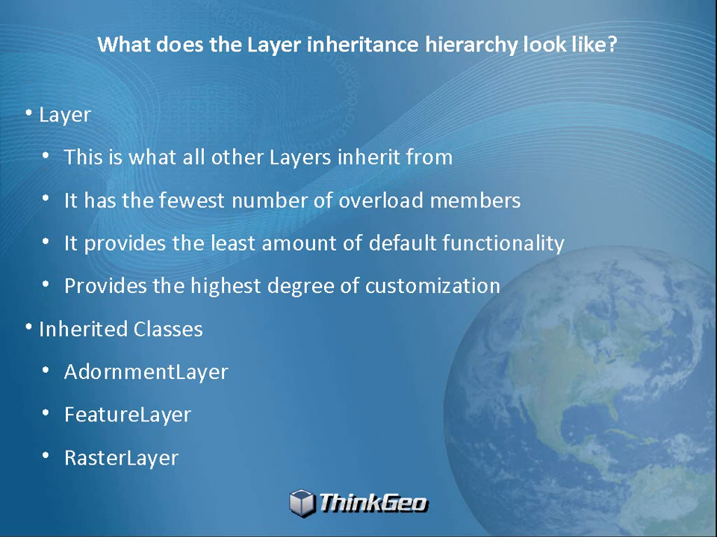What does the layer inheritance hierarchy look like? So we're going to start with layer, and this is what all the other types of layers are inherited from. It has the fewest number of overload members. Of course, since it's kind of the base, it has the fewest number. It provides the least amount of default functionality. It's kind of a blank canvas, so to speak.